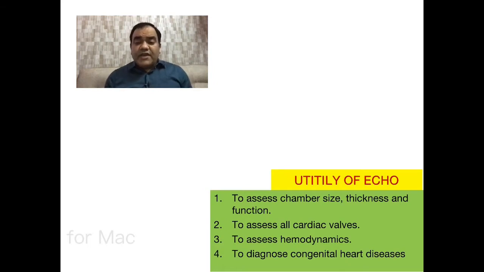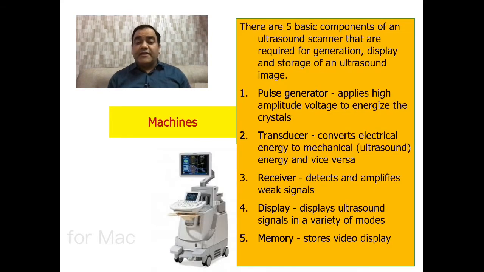The utility of echo: it is helpful to assess chamber size, thickness and function, and also to assess all cardiac valves, to assess hemodynamics, and to diagnose different types of cyanotic and acyanotic congenital heart disease.